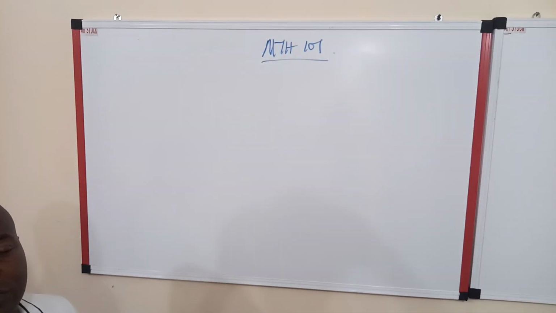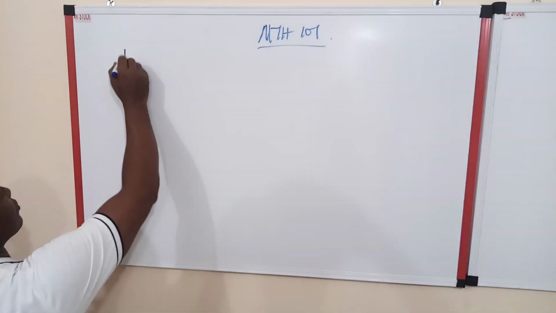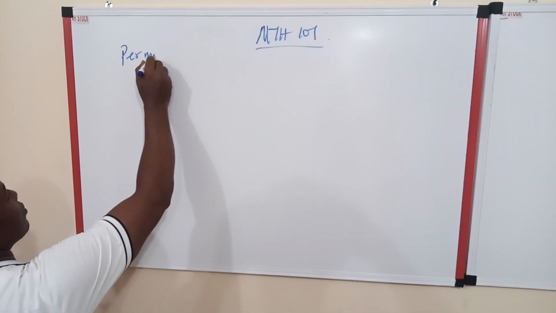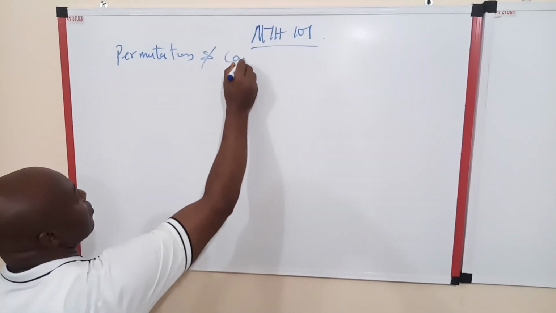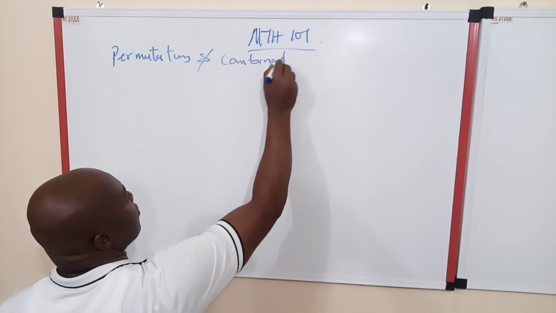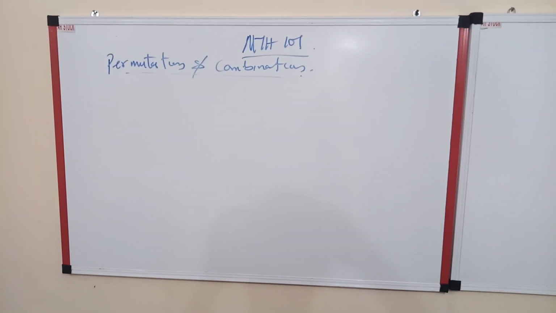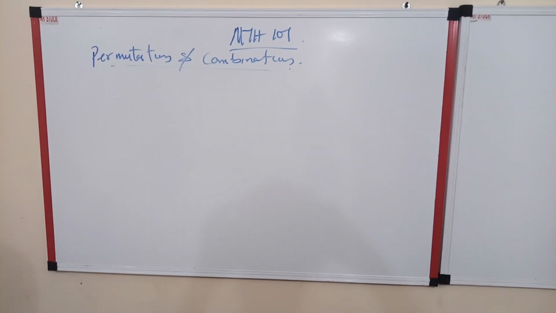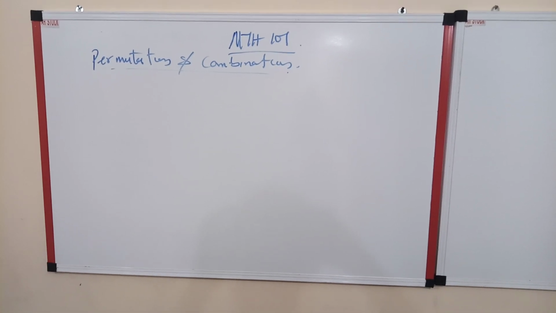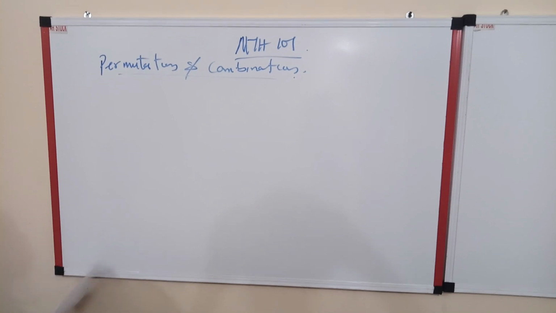Here in this class, we're going to briefly consider permutation and combination. If we ask, what do we mean by permutation and combination? What is permutation and the possible difference with combination?